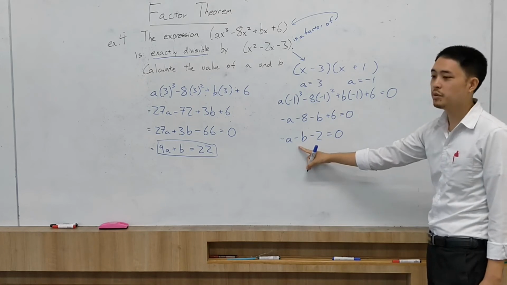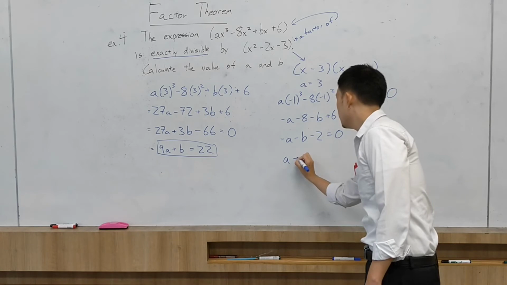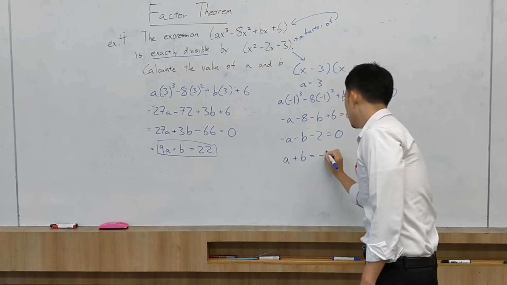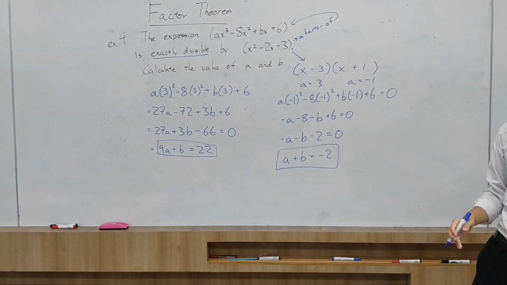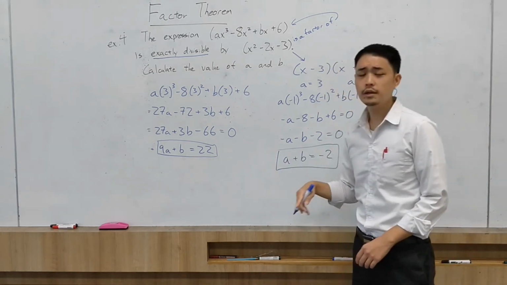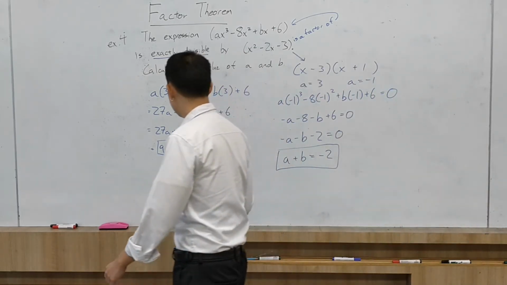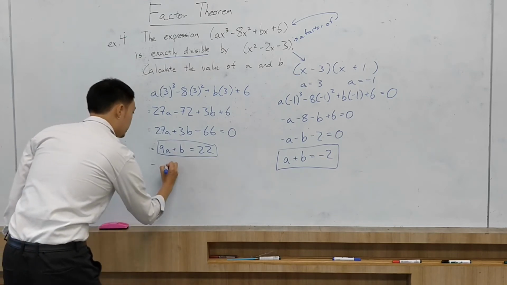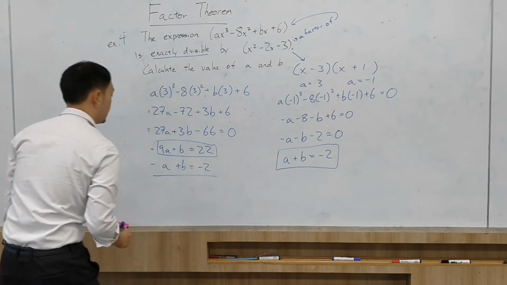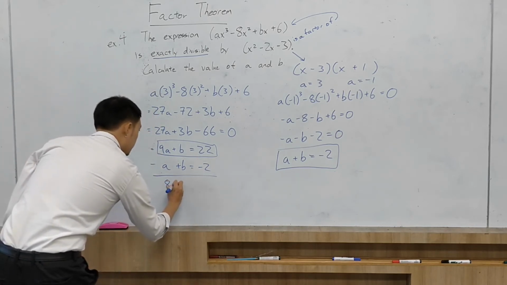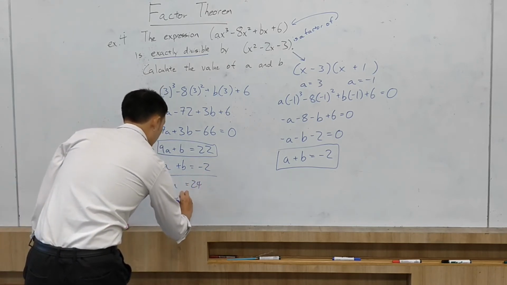Let's try and make these a's positive by moving them to the other side. So we'll end up with a plus b equals negative 2. And there we have our second equation. From there we have a system of two equations and two unknowns. So, like simultaneous equations, we can do a quick elimination here. Maybe I'll subtract my a plus b over here. And when I do that, I will end up with 8a equals 24. So that means a equals 3.